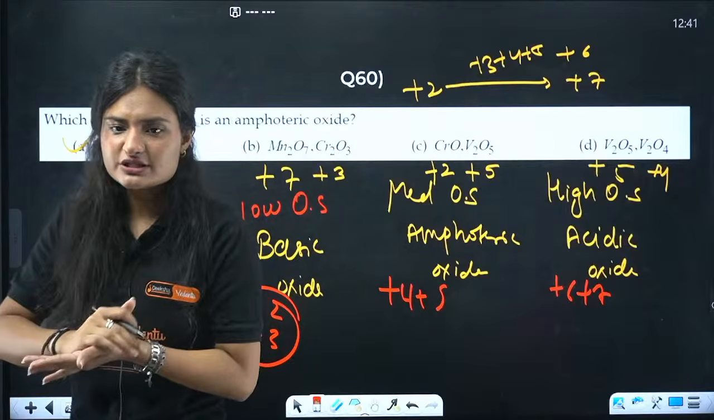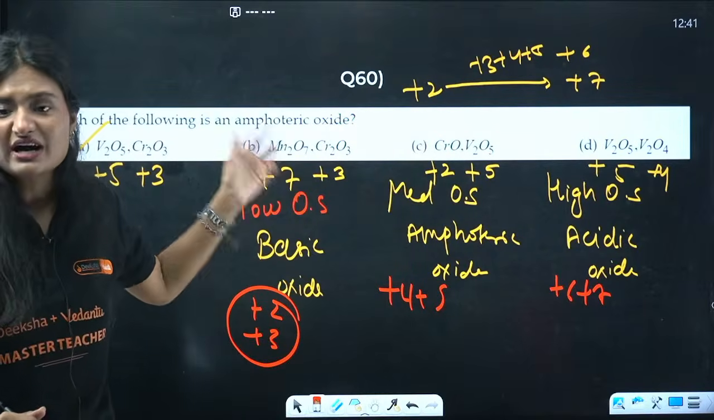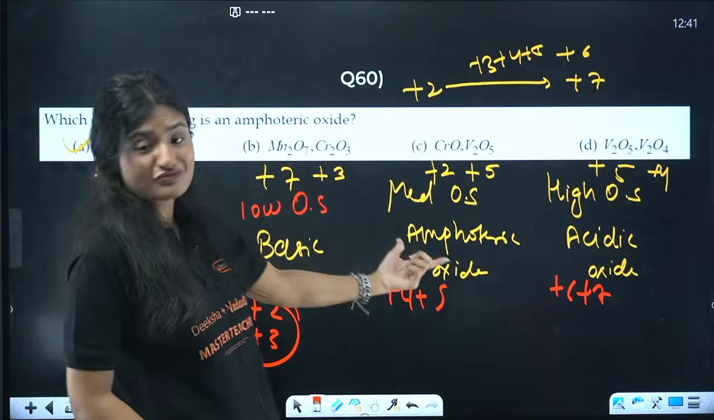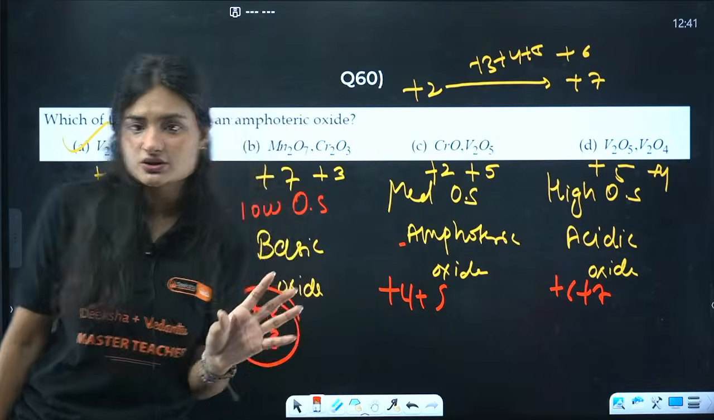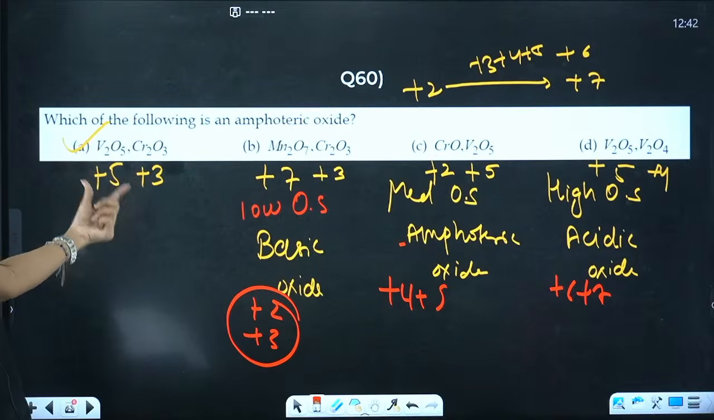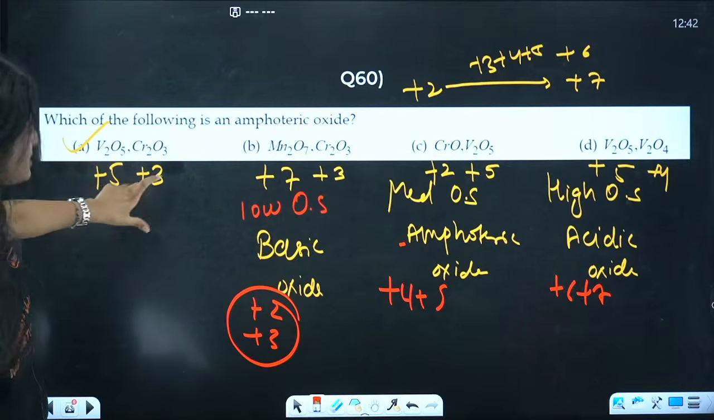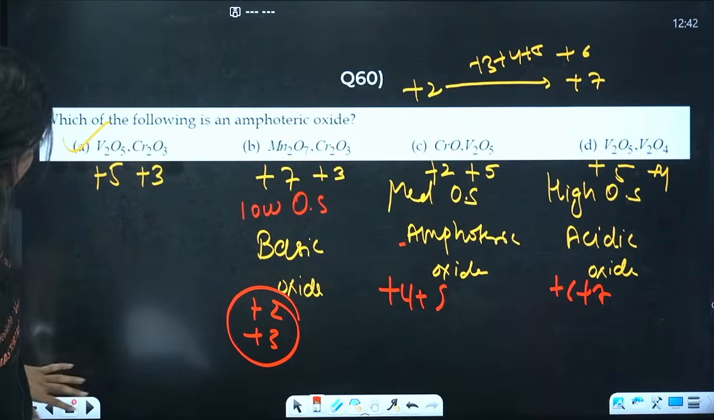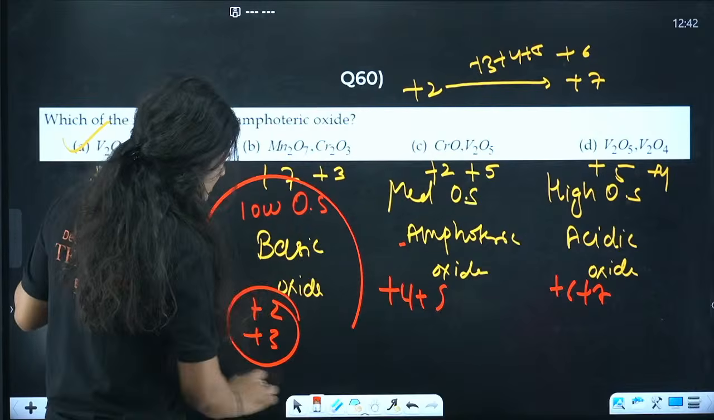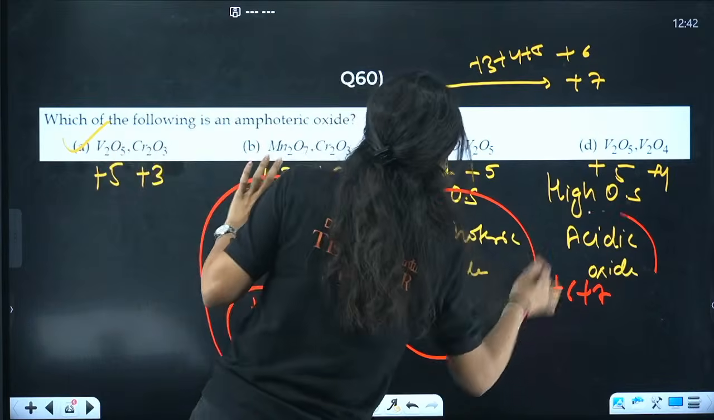+2, +3 low oxidation state, basic oxide; +4, +5 medium oxidation state, amphoteric oxides; +6, +7 high oxidation state, acidic oxides. Here, in this case, we have +5 and +3, which is your amphoteric oxide. Just remember this one, it is important.